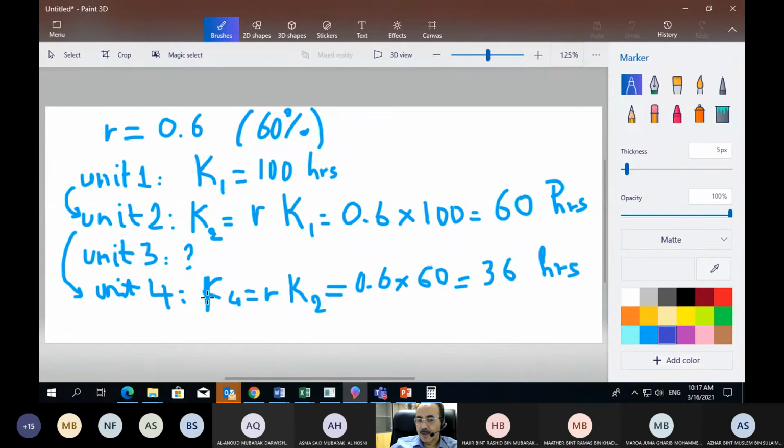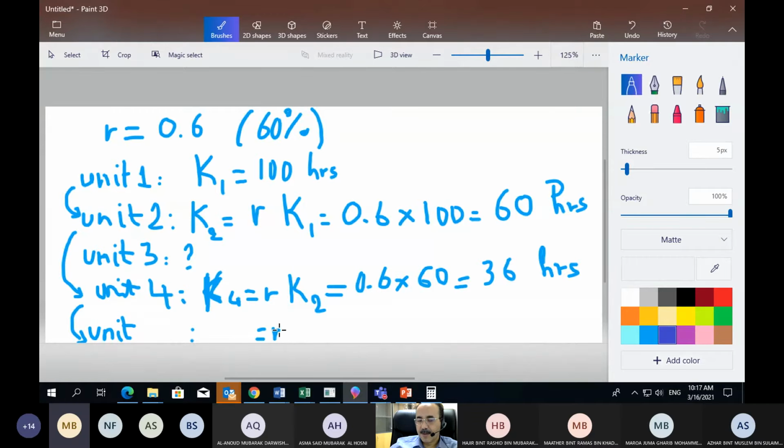This is what the learning rate means. Every time that the production is doubled, meaning times 2, the time it takes drops by a fixed percentage, which is the learning rate. So the next one, if I want to find the next one, which unit would I look for? What would be the next one in order to use this?